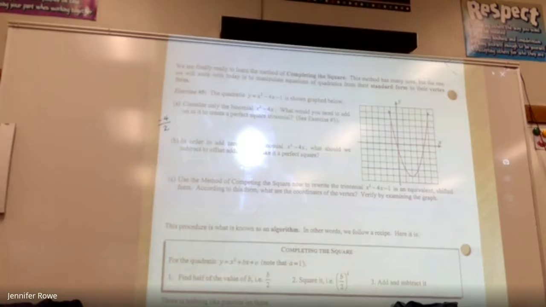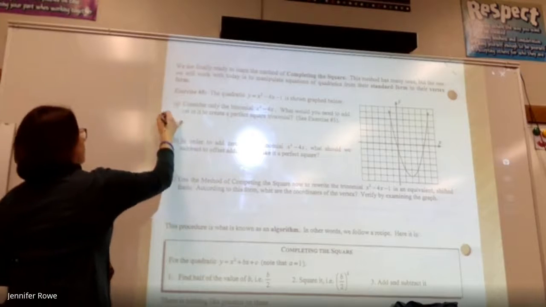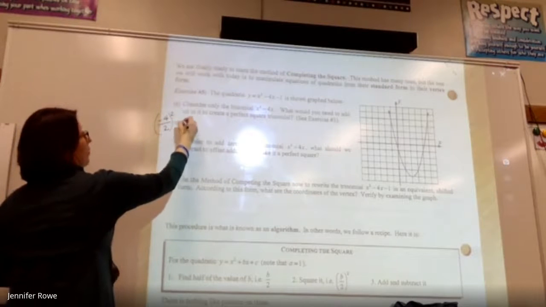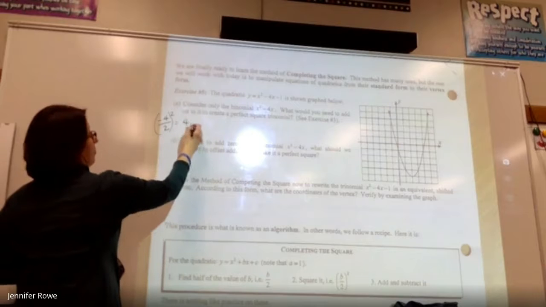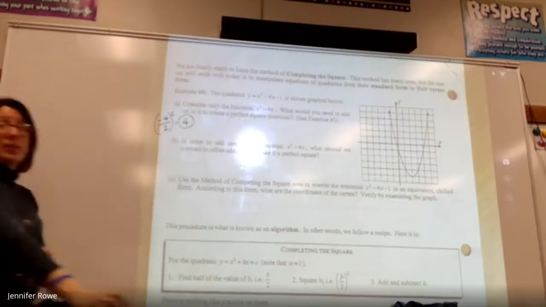What's half of negative 4? Negative 2. Okay. Now square it. What's negative 2 squared? 4. So what I would have to make is I would have to make it a positive 4.